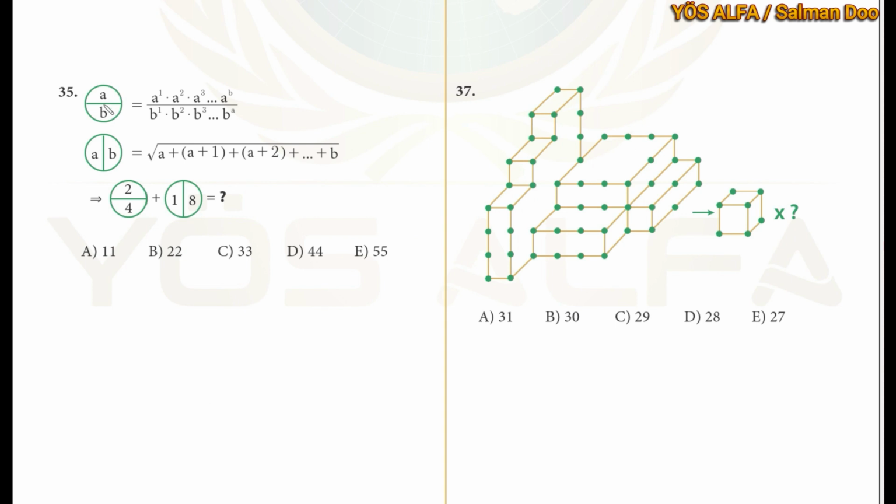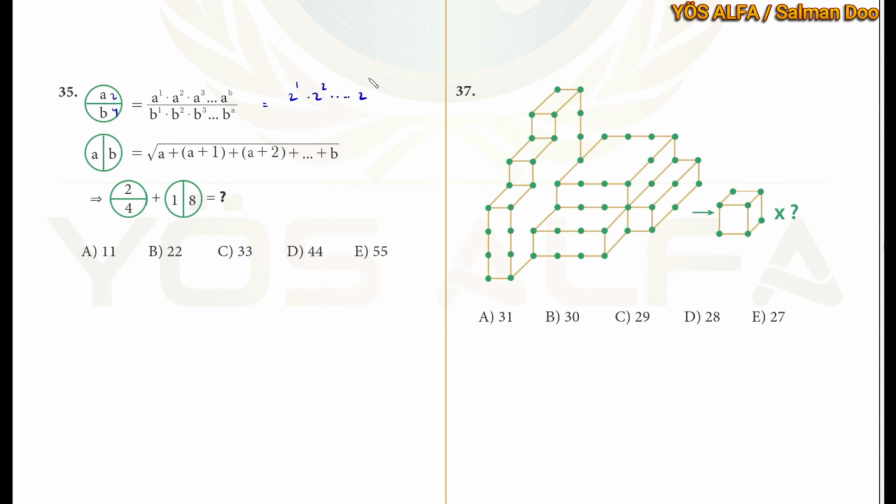The formula for this shape is given. The formula for that shape is also given. And we're asked to find this sum. So we'll first use this formula, the first one. A is 2, B is 4. So 2 to the 1, 2 to the 2.